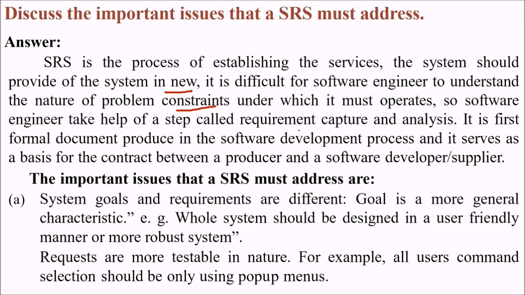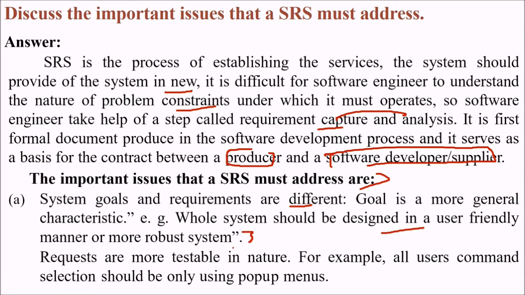He first captures the requirements and does the analysis. It is the first formal document produced in the software development process, and it serves as the basis of a contract between the producer and the developer or supplier. The important issues that an SRS should address: first, system goals and requirements are different. A goal is a more general characteristic. For example, the whole system should be designed in a user-friendly manner, or be a more robust system.